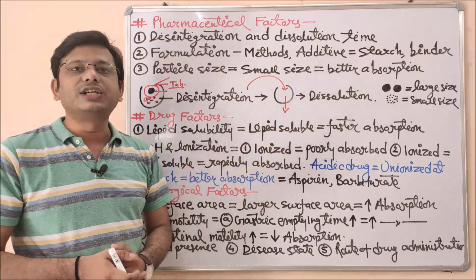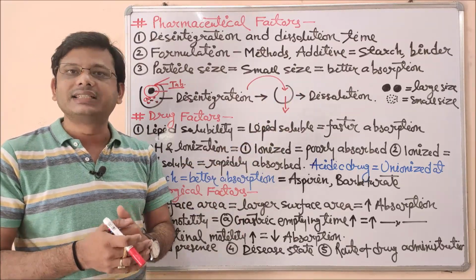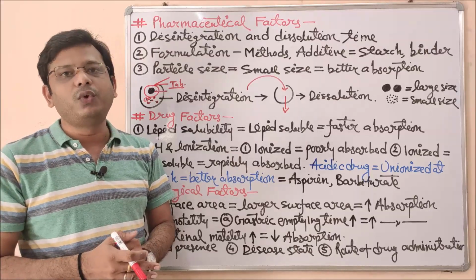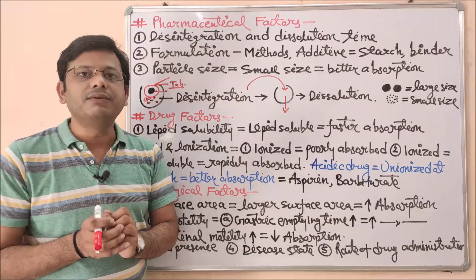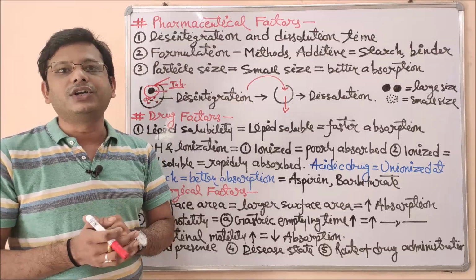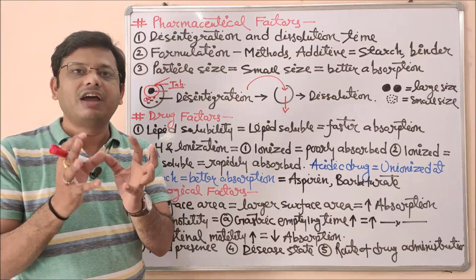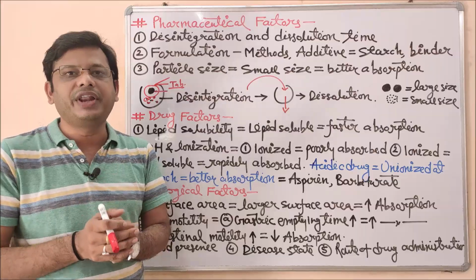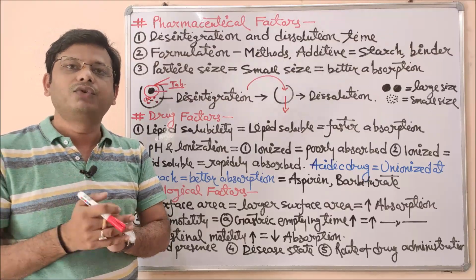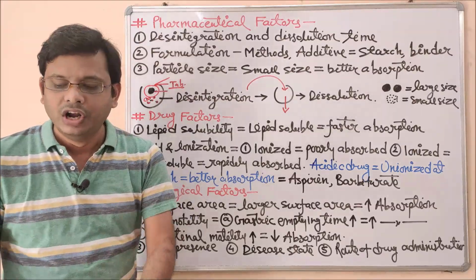These are starch, binder and guar gum, gum acacia, etc., which are used as a diluent, filler or binding agent. Suppose some tablet has a large quantity of binding agent, that tablet is harder in shape, harder in appearance, so that will take a longer time to disintegrate and then after that to dissolve.